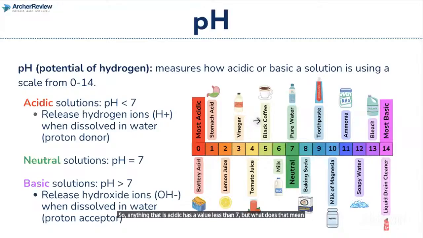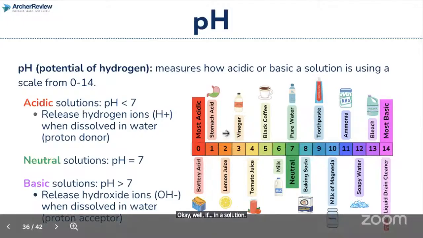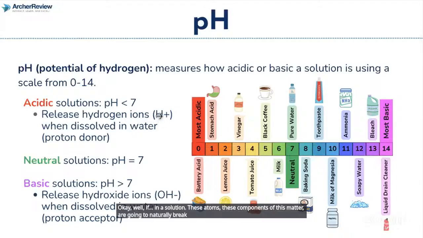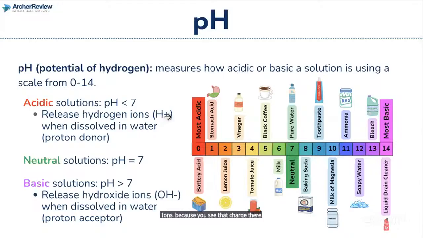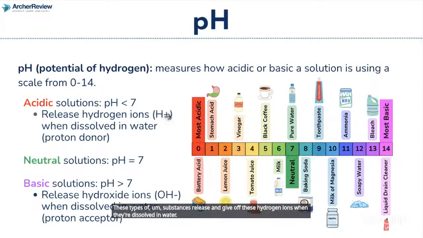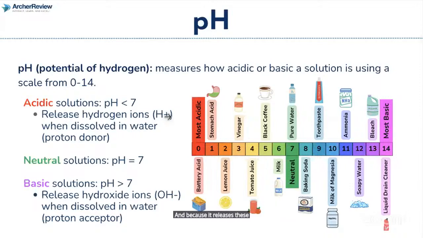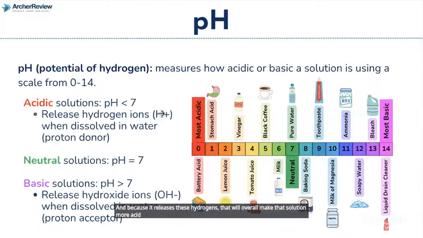It's acidic. Okay, well, if in a solution, these atoms, these components of this matter are going to naturally break off these hydrogens. We call them hydrogen ions because you see that charge there. We know ions have a charge. These types of substances release and give off these hydrogen ions when they're dissolved in water. And because it releases these hydrogens, that will overall make that solution more acidic. So that's why it's considered an acidic solution.